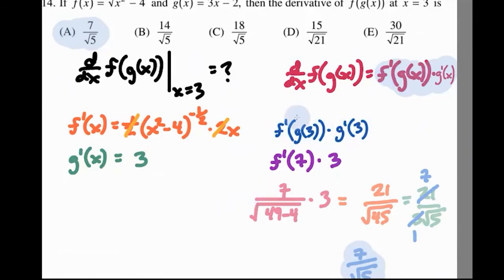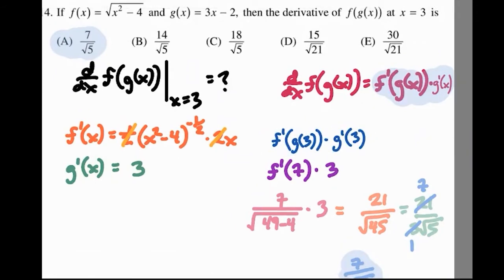G of 3 can be found by using the g equation up here. So you plug in 3, you get 7. So that's where this little 7 came from. G prime of 3, well, all of g prime is equal to 3. So if you plug in 3 there, you're still going to get 3. So that's where that came from. F prime of 7, I had to put 7 into the f derivative, which is this right here. So I replaced all the x's with 7.